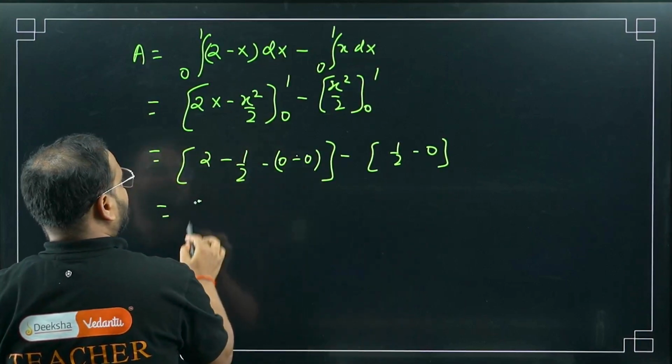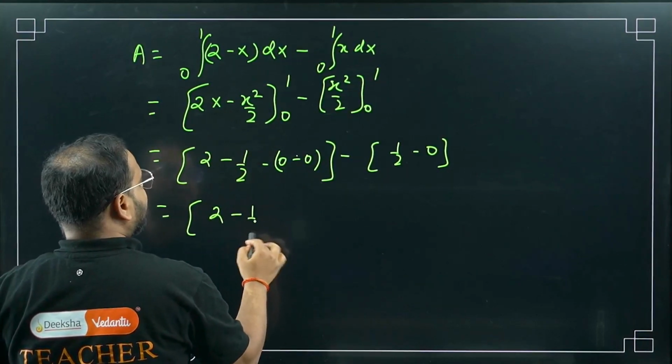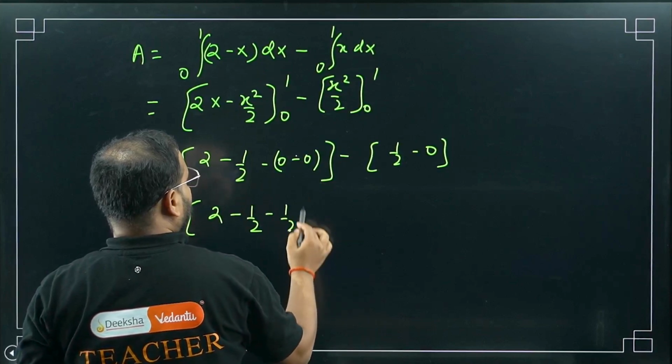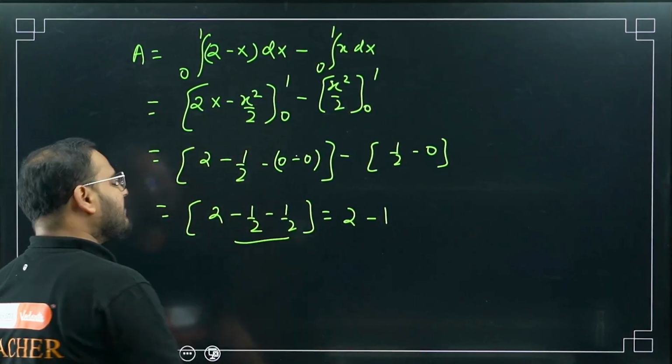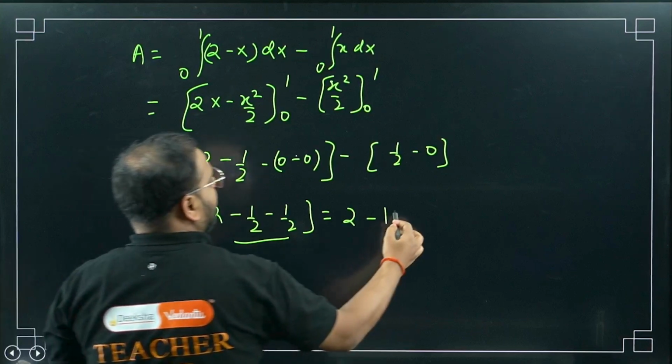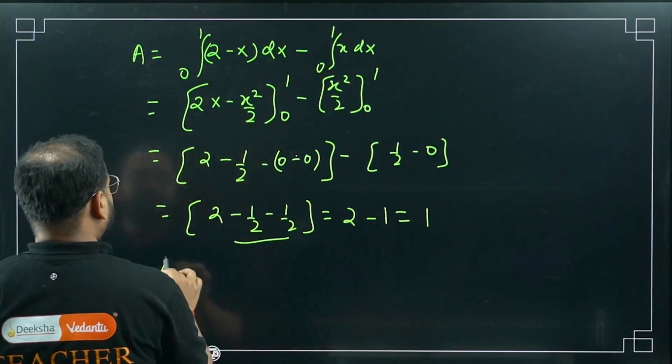Okay. How much is that? 2 minus 1 by 2 and over here again minus 1 by 2. How much is that? Tell me. 2 minus 1. Minus half is what? Minus 1. So minus 1. What is the answer? 1. What is this value? This is the value of A.